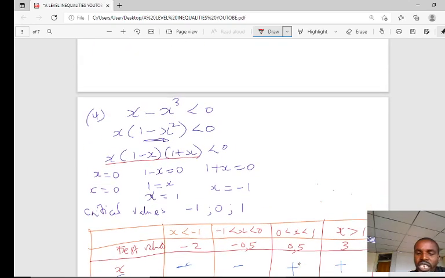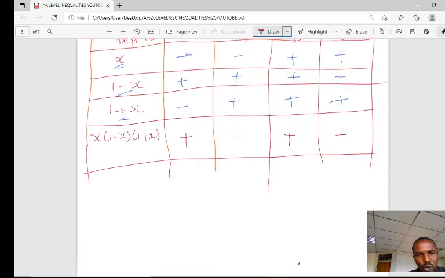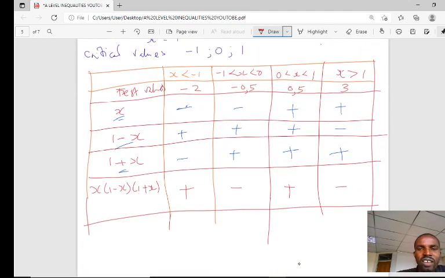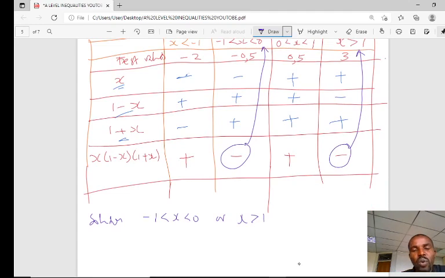Then you go up there to check your inequality sign. This one is actually less than. So for less than, you take the negative signs. So here we have this one and this one. These are the two negative signs, so those are the solutions. So you write your solution: x lies between -1 and 0, or x greater than 1. So these are the solutions to this inequality. You are done.